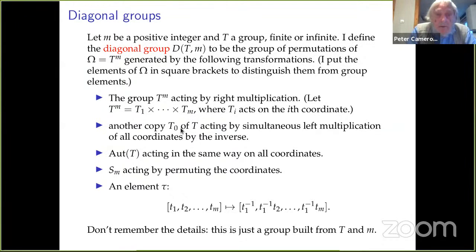Then you have one more copy of T, which I'll call T_0. T_0 acts by left multiplication, but simultaneously on all the coordinates at once. So to act with an element of T_0, you take an M-tuple and you multiply every element on the left by some element of T. Of course, if the group's abelian, this makes no difference, but if it's non-abelian, that will be a different permutation. Now we also take the automorphism group of T acting on the coordinates, permutations of the coordinates, and another rather strange looking element, which I don't want you to worry about. But these permutations will generate a group. So what I'm saying is this is a very explicit group depending on a group T and a dimension M. So given T and M, you can build this diagonal group.